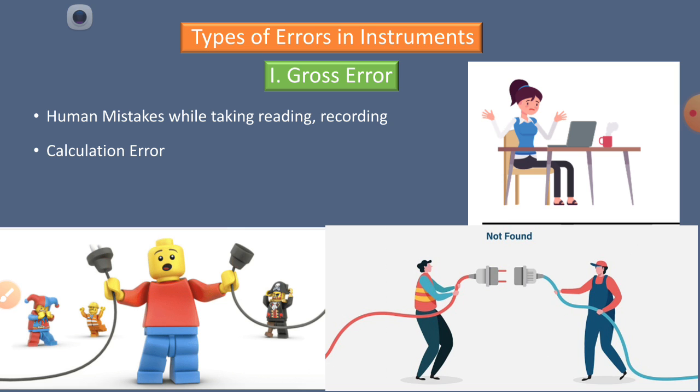Similarly, here also we can avoid the error, so we have to perform the experiment a number of times. By changing the variable, we take the readings and average that value. We are going to minimize the errors, the gross errors.